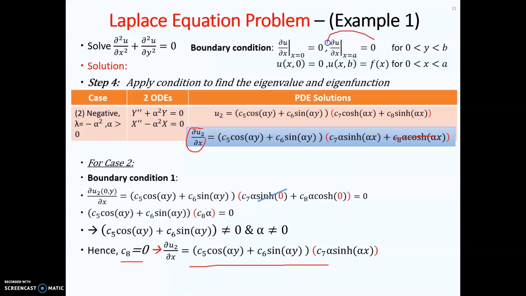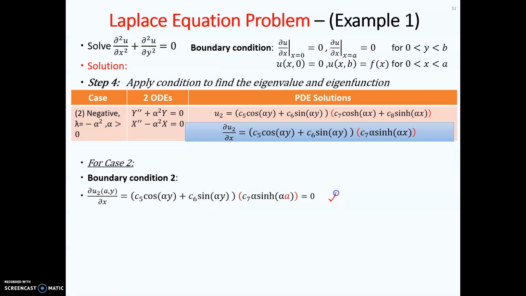Let's continue to apply the second boundary condition. When your x equals a, the derivative will be equal to 0. So this will be equal to 0 when you substitute x equal to a. So you should obtain this equation, and we know that the cos and sine term here cannot be equal to 0. Therefore, this term must be equal to 0. And the alpha here cannot be equal to 0 because alpha is greater than 0.